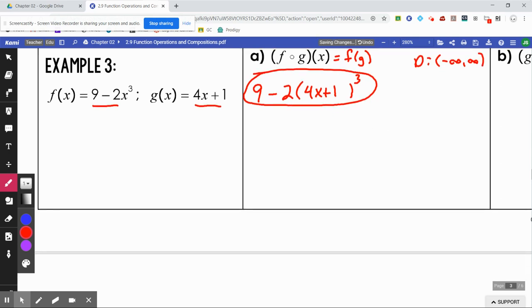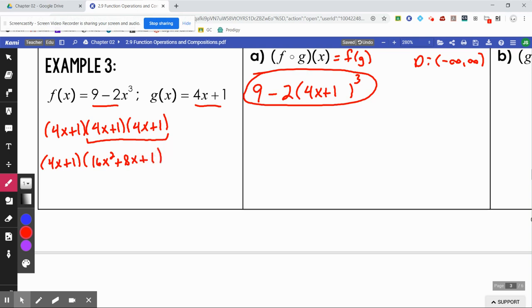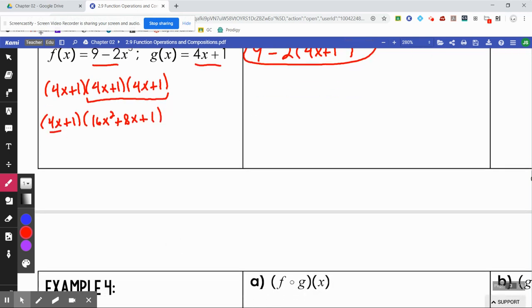Now instead of leaving our answer like this, let's get some extra practice. How would you multiply 4x plus 1 to the third power? Just a reminder, you would do 4x plus 1 times 4x plus 1 times 4x plus 1. You would multiply two at a time. And you would have 4x plus 1 times, multiply that out, it gives you 16x squared plus 8x plus 1. If you were to FOIL it, take 4x, multiply it by all three. That'd be 64x to the third plus 32x to the second plus 4x. Take the 1, multiply it by all three.